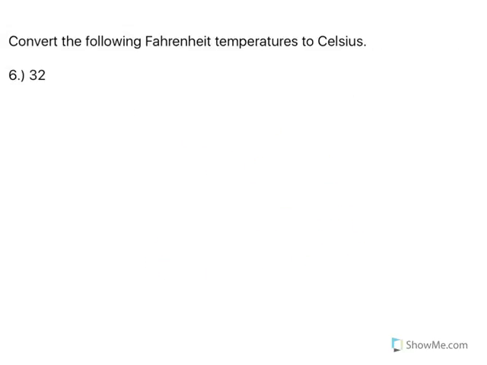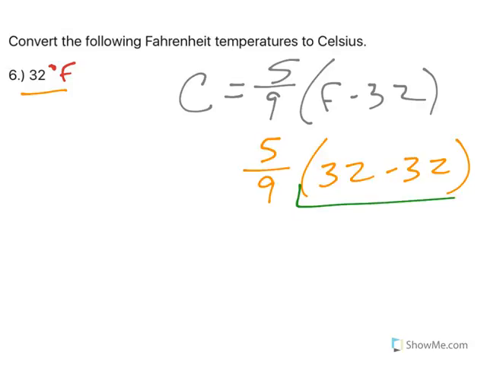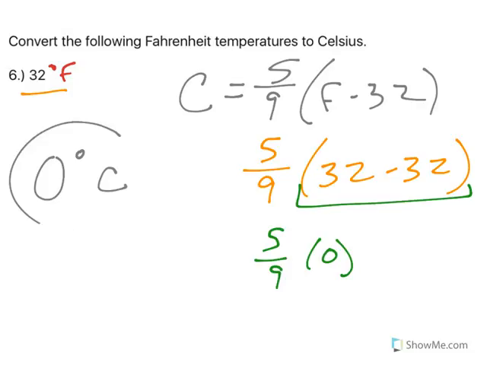All right, let's go the other way now. So now we're talking about 32 degrees Fahrenheit. We want to change to Celsius. So we're going to use the formula C equals 5/9 times F minus 32. So we're going to take our 32 and we're going to plug it in to our formula. Now recall, order of operations says you do inside the grouping first. So this is 5/9 times 0. And as we know, anything times 0 is just 0. So 32 degrees Fahrenheit is 0 degrees Celsius because 5/9 times 0 is just 0.